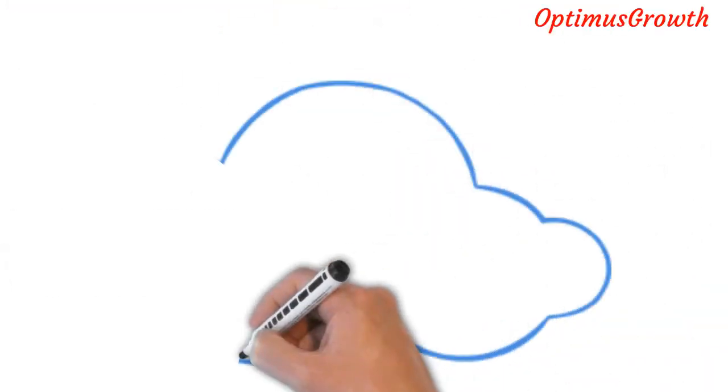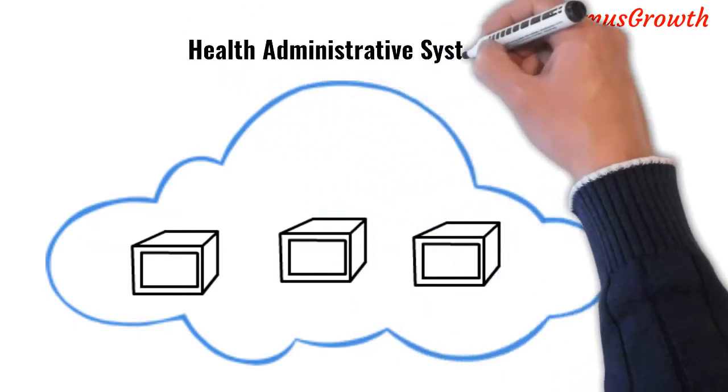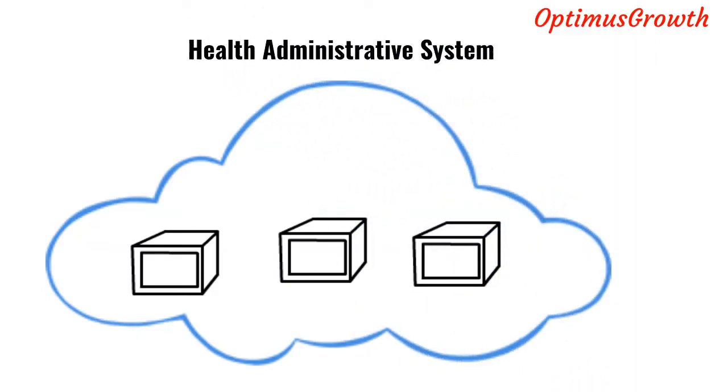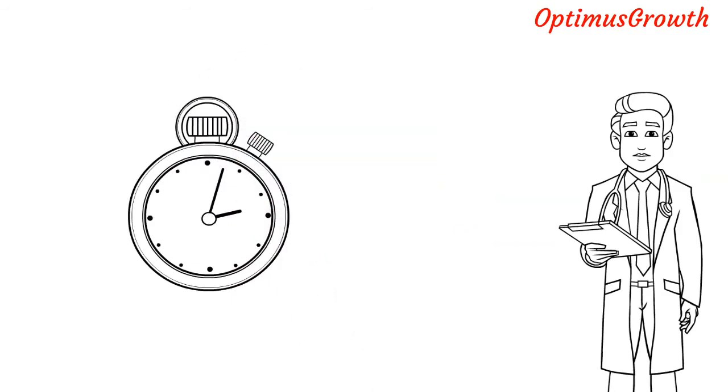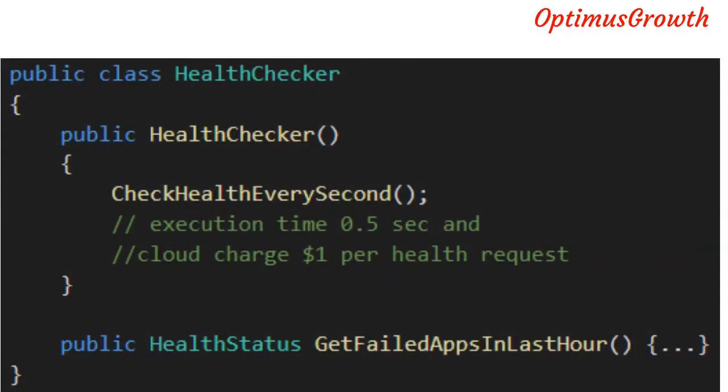To understand the problem, consider an example where we have multiple services hosted on a cloud and we want to build a health administrative system that on demand triggers a health check which continuously checks the health of your application. The health checker which we are trying to build here will have an internal timer that on a specific interval continuously polls the health of the application from cloud.